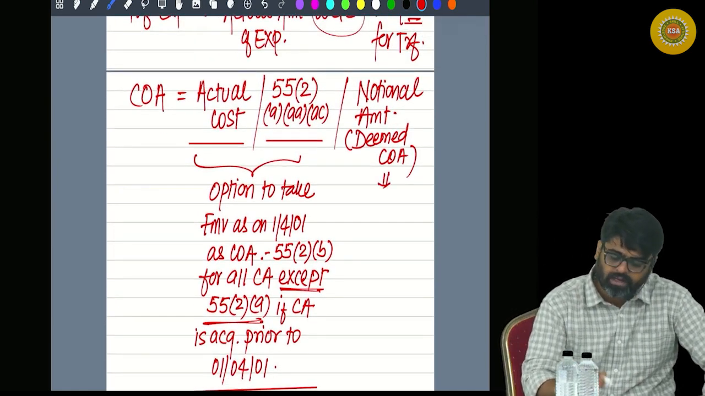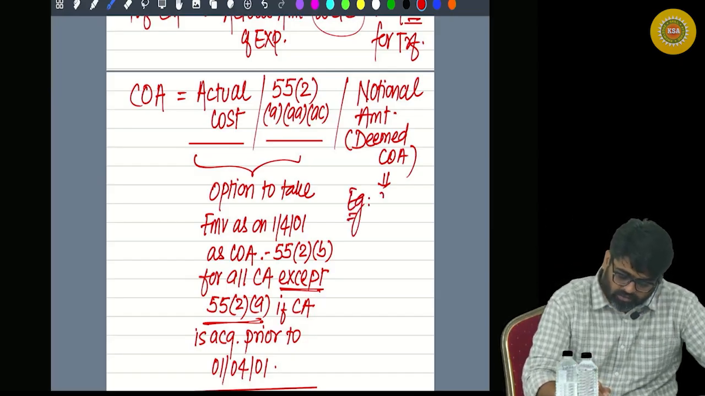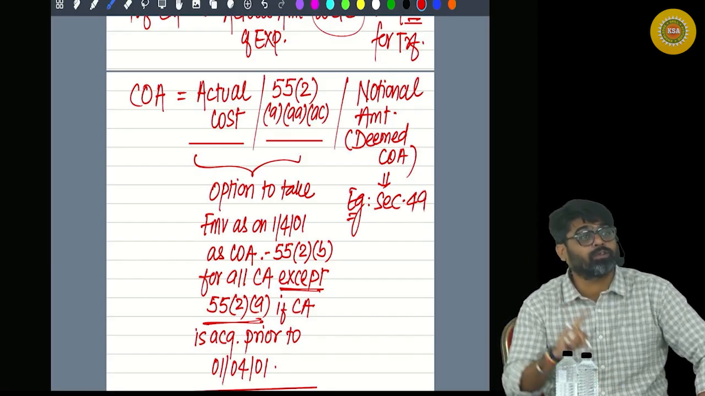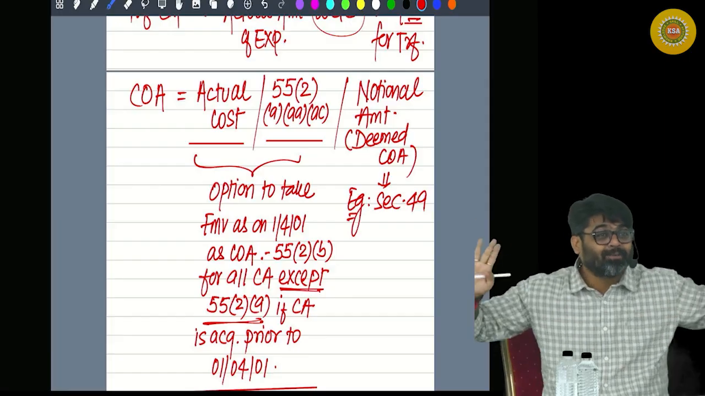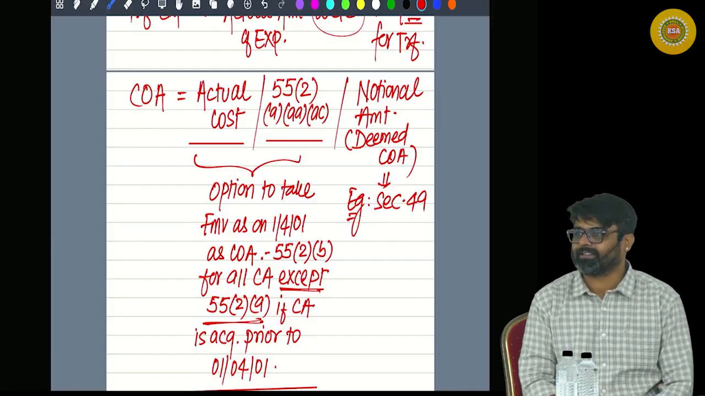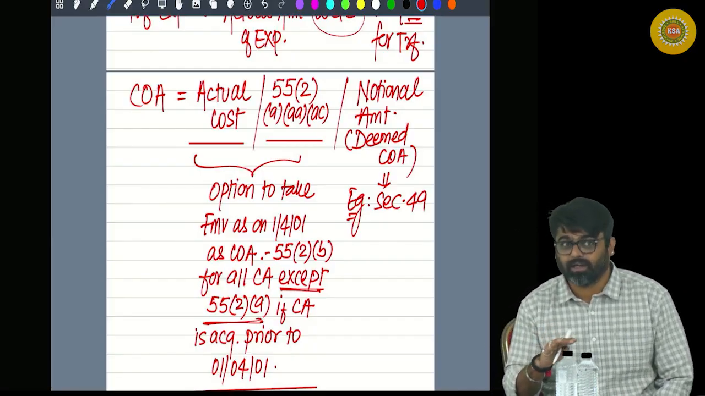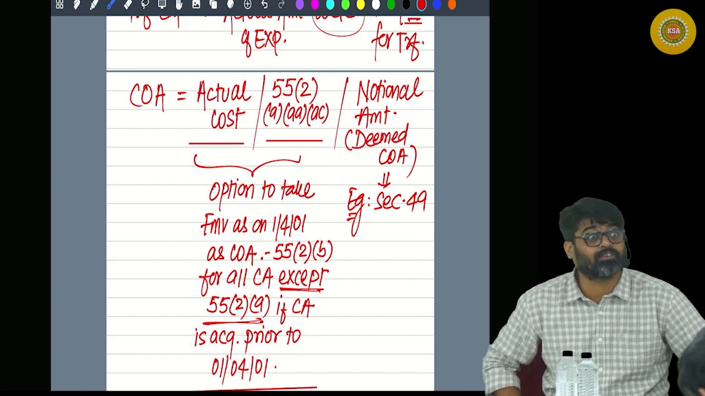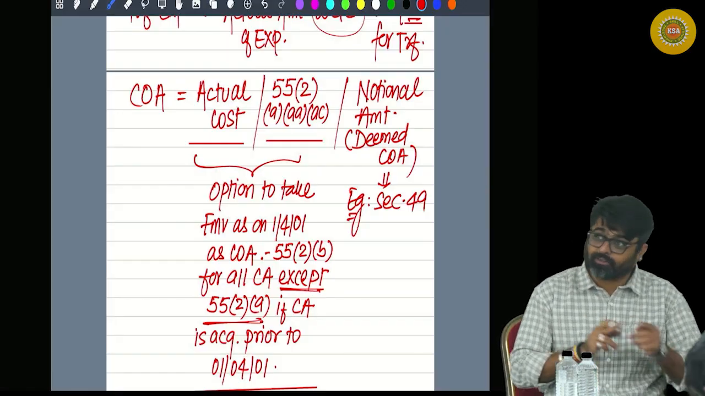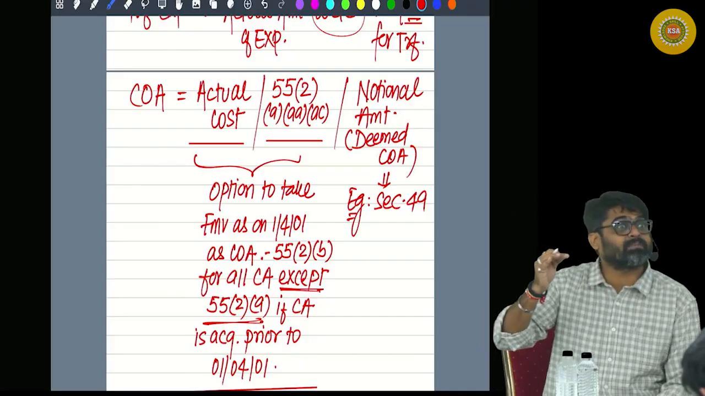Few examples of deemed cost of acquisition. The best example is section 49(1). Cost to previous owner shall be deemed to be the cost of acquisition in the hands of the assessee. You have got the asset as a gift. What was your actual cost? 0. So will you take 0 actual cost as your cost of acquisition? No, you have acquired the asset by way of gift.